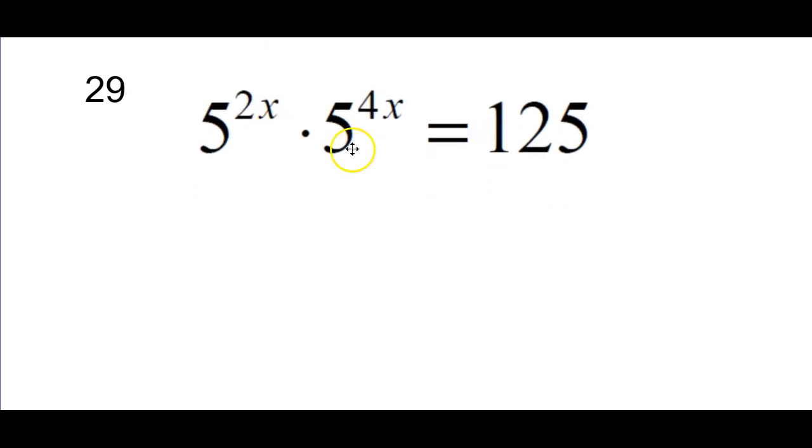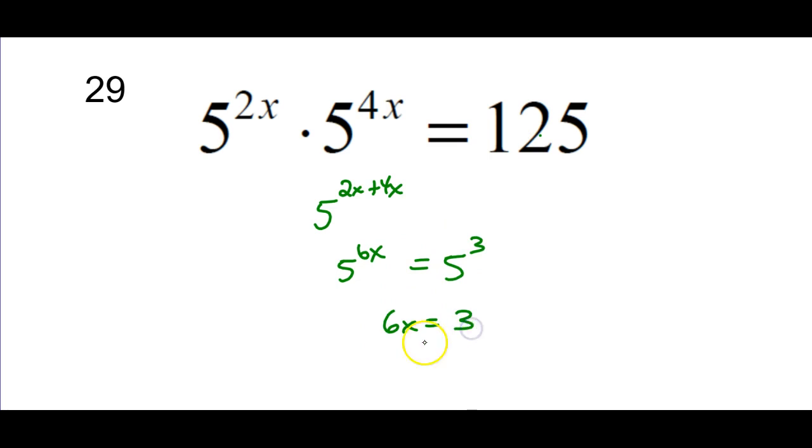For this one, remember that when we multiply same bases raised to powers, we can add the exponents here. So this is like saying 5 to the 2x plus 4x, which is 5 to the 6x. I recognize 125 as 5 to the third, and so 6x must equal 3, so x equals 1/2.